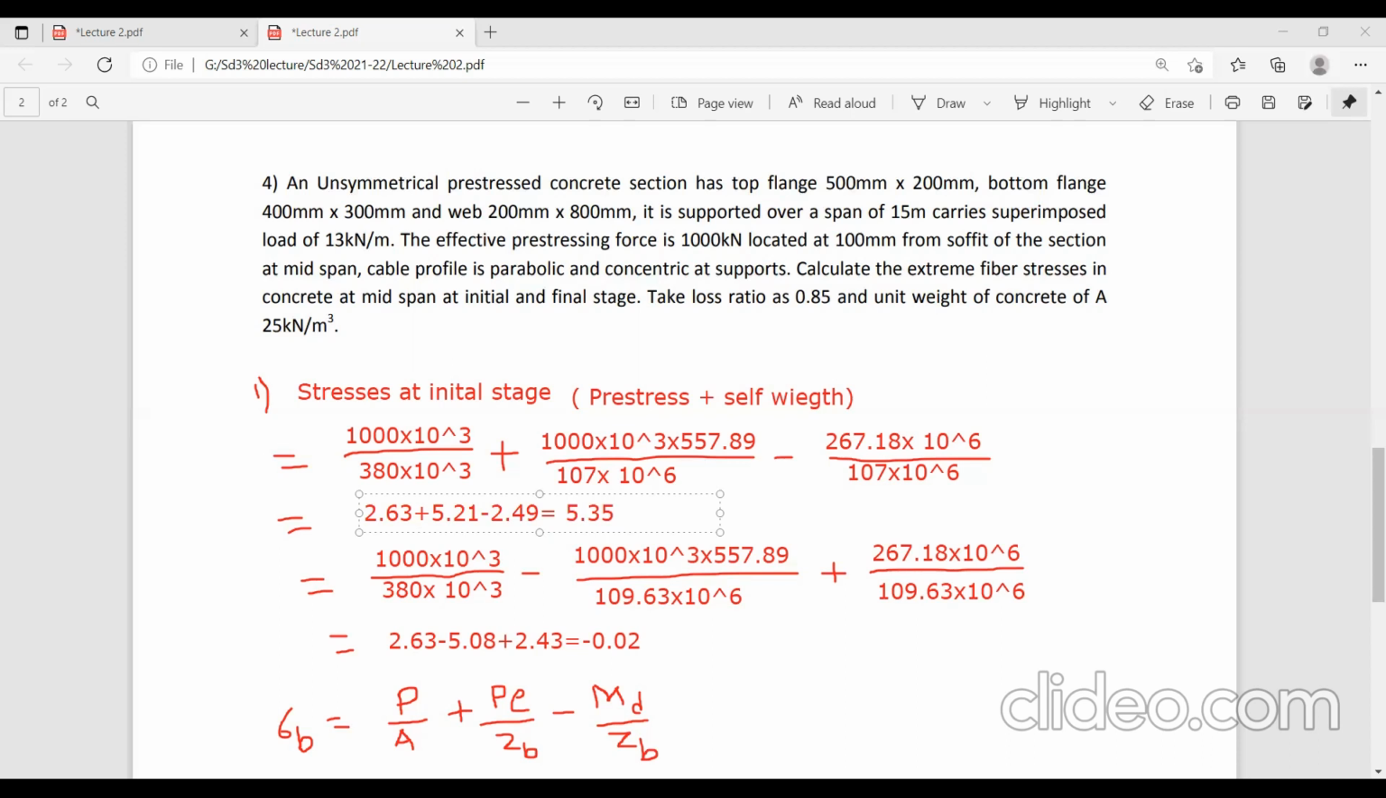Did everyone get the same answer, student? Newton per mm square, this one. Student, have you got the same answer? Anybody have done the calculation?